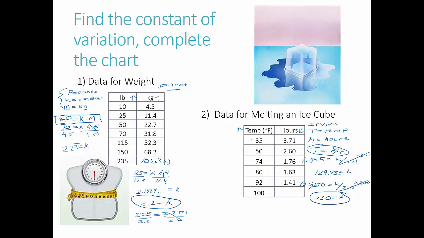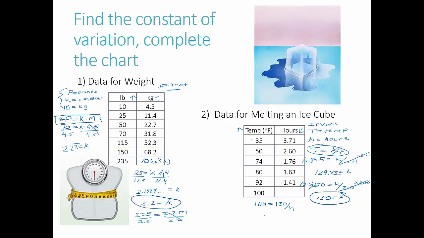So I found the constant of variation, first thing it tells me to do, and now I need to complete the chart. So in the chart, a temperature of 100 is equal to, using my formula, K, so 130 divided by H.